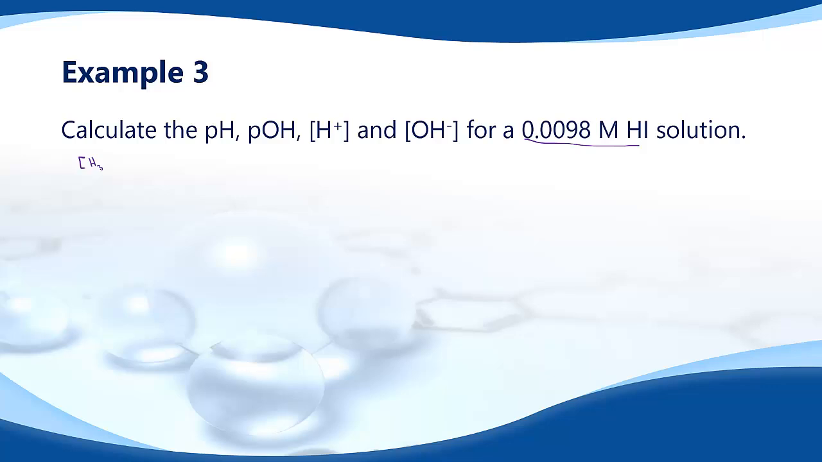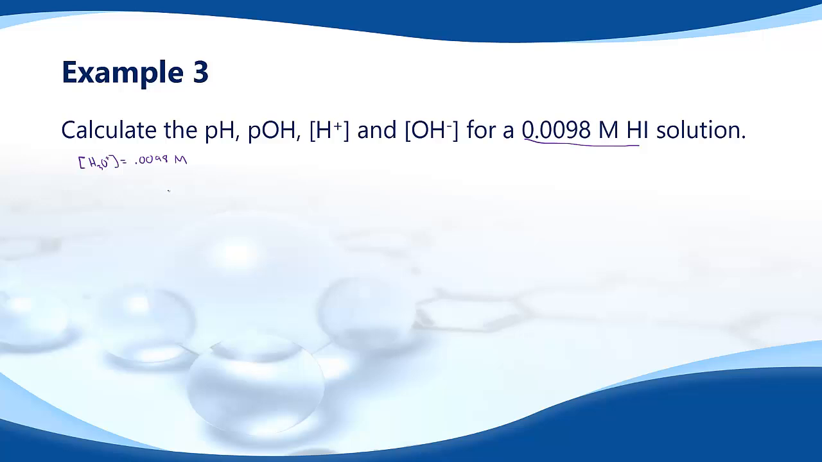So that will immediately tell me that H3O plus is 0.098 molar. I know that because it's given to me here, and there's no information about how much it breaks up, because HI is a strong acid, it breaks up entirely. If I gave you a weak acid, you'd have to do some multiplication first. Right, so there's our H3O plus.